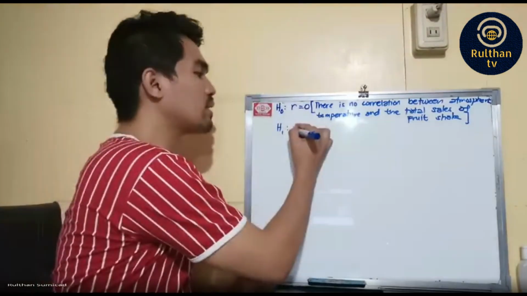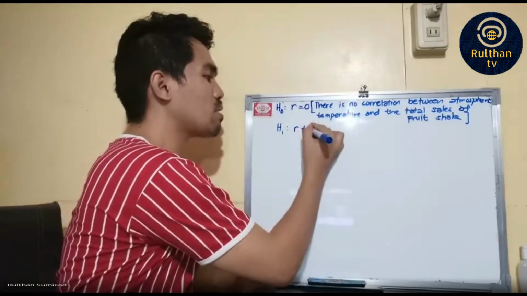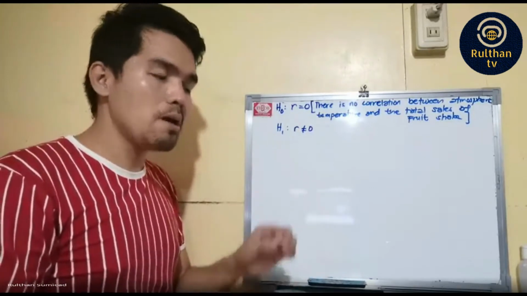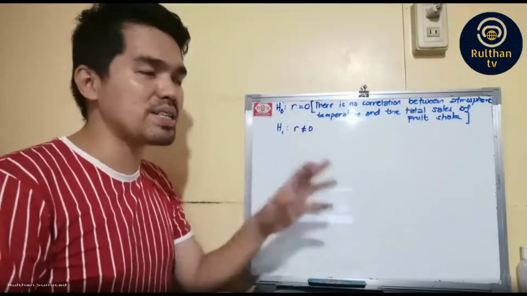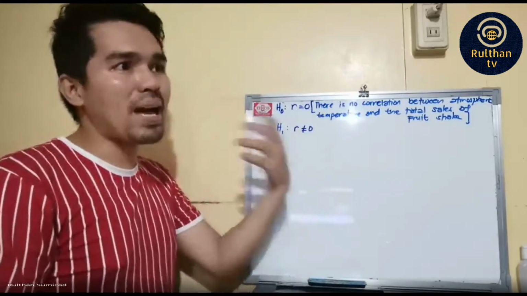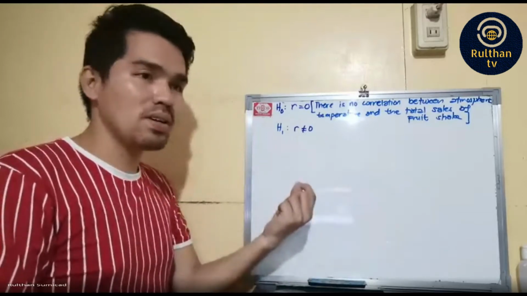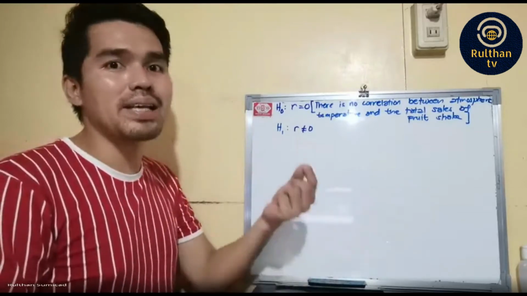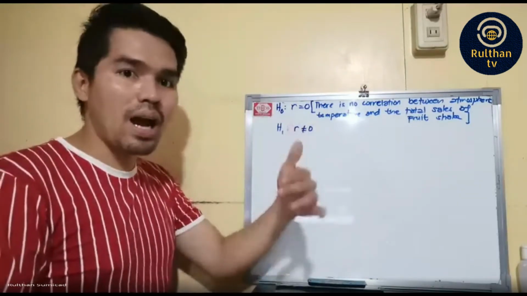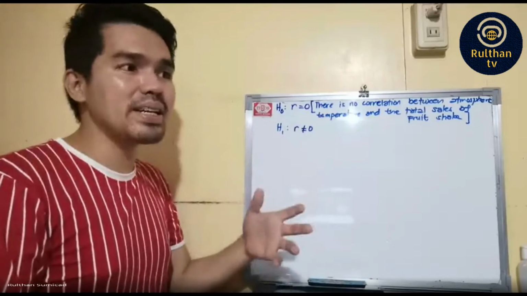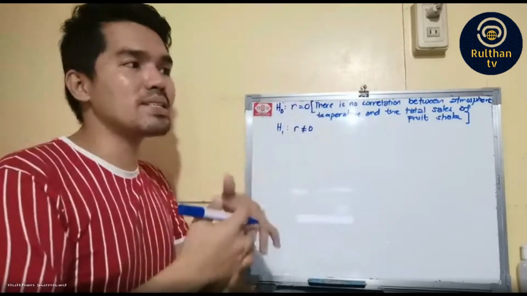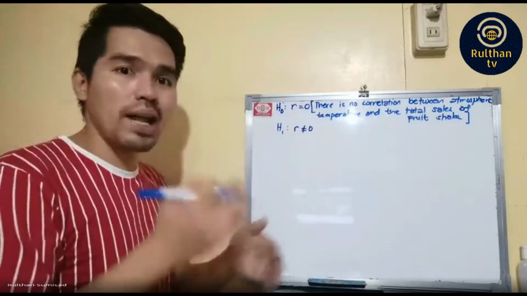So our alternative is r not equal to zero. We are now stating a non-directional alternative hypothesis. Meaning to say, when it comes to identifying the rejection region, we do not specifically say that there is a positive correlation between variables, or a negative correlation, as r greater than zero or r less than zero. Because if it's greater than zero, then it's approaching a positive correlation, and if r is less than zero, then it is approaching a negative correlation.